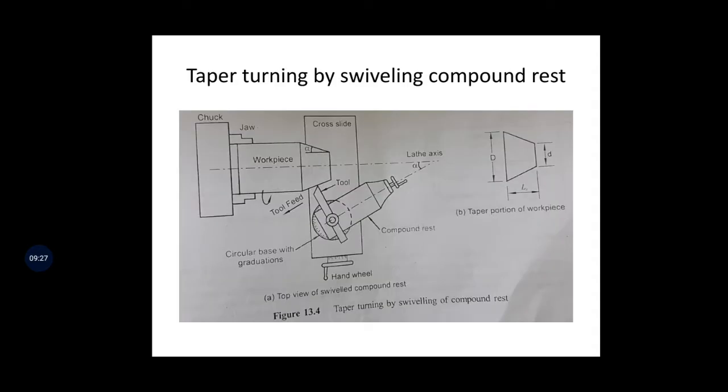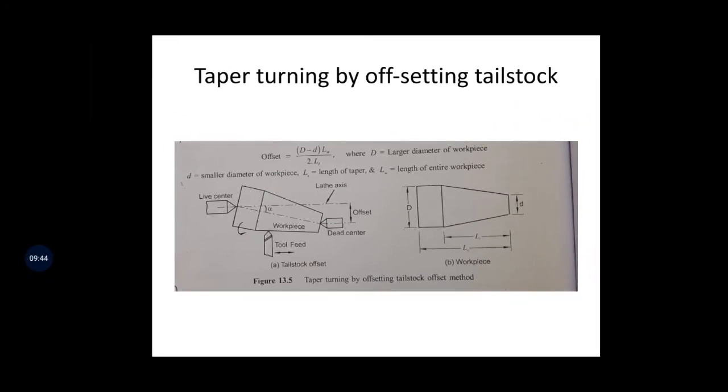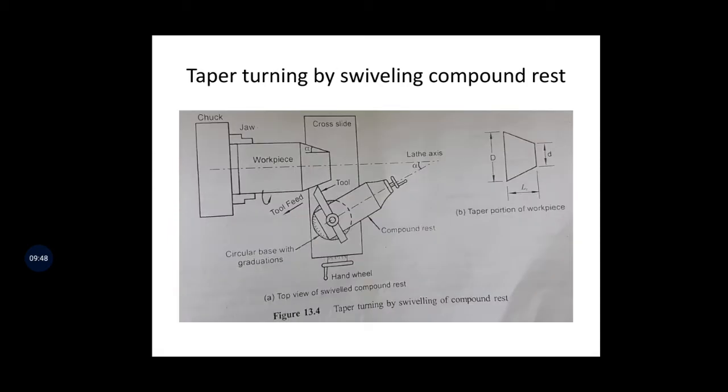So this is the taper turning by swiveling compound rest method. You can see here. For that, you first have to find out the taper turning formula. As usual, you have to keep the workpiece in the 3-jaw chuck. This is the capital D, major diameter, and this is small d. Or L is the length, or how much diameter is required?